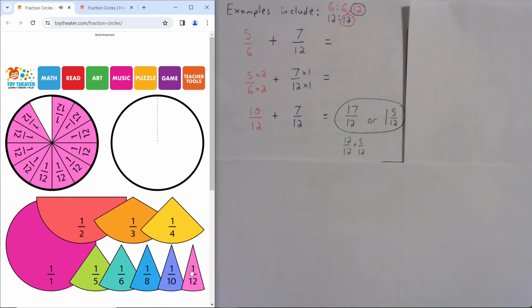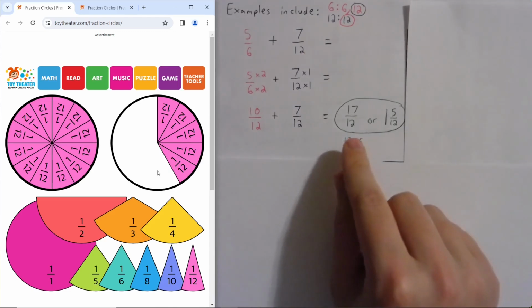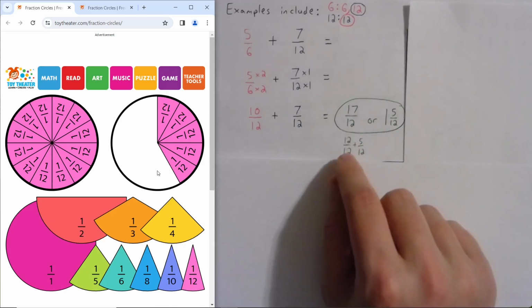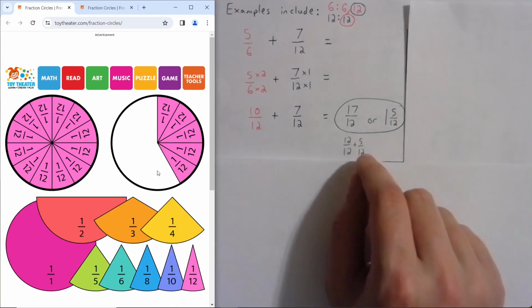So 1, 2, 3, 4, 5, 6, 7. So now what we have there are 12/12, and then 13, 14, 15, 16, 17/12. And as I showed you earlier, you can turn that improper fraction into the mixed number of 1 and 5/12, right? 17/12 is the same as 12/12, which is 1 whole, plus 5/12.